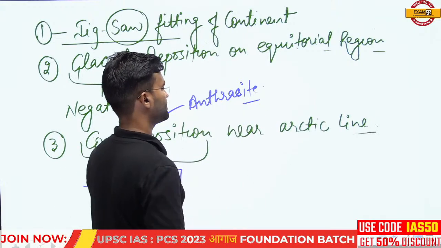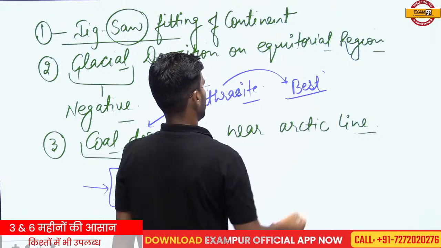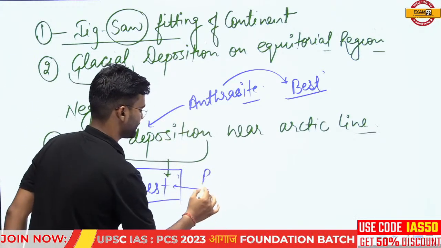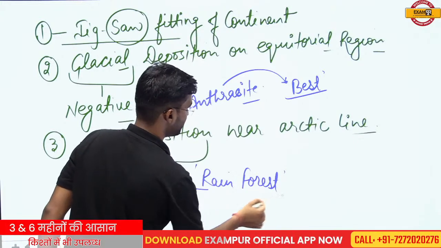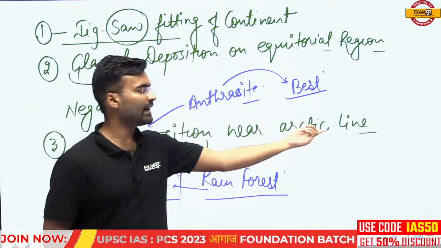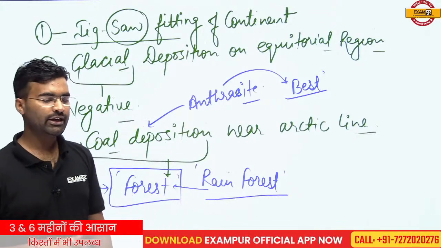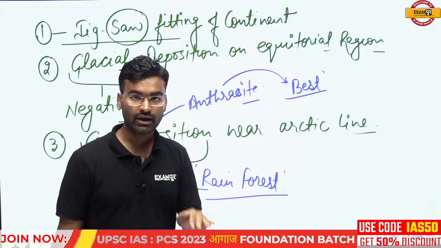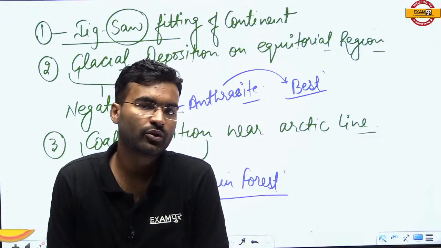If anthracite coal is present, that means it is the best quality coal. The best quality coal is formed by rainforest, which has very high biomass. So if coal deposition is found near the Arctic line at the present time, is it possible that a rainforest is present at the Arctic line at present? No, it is impossible. So what would be the possibility?